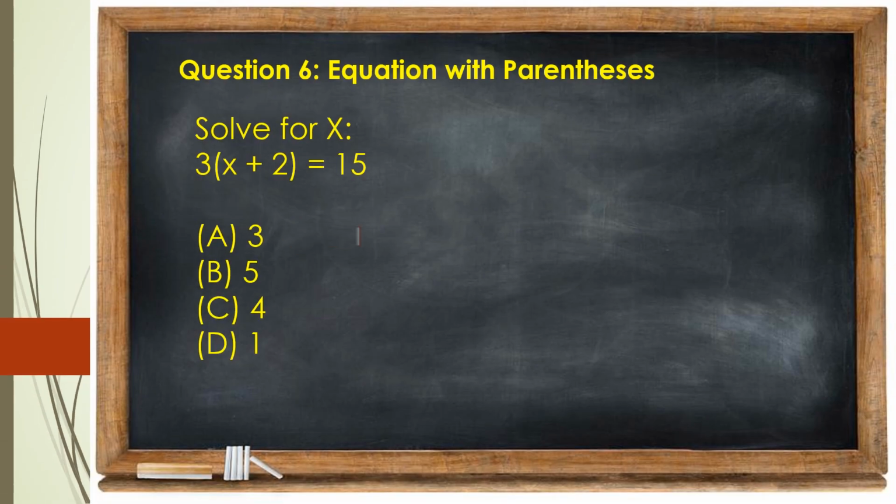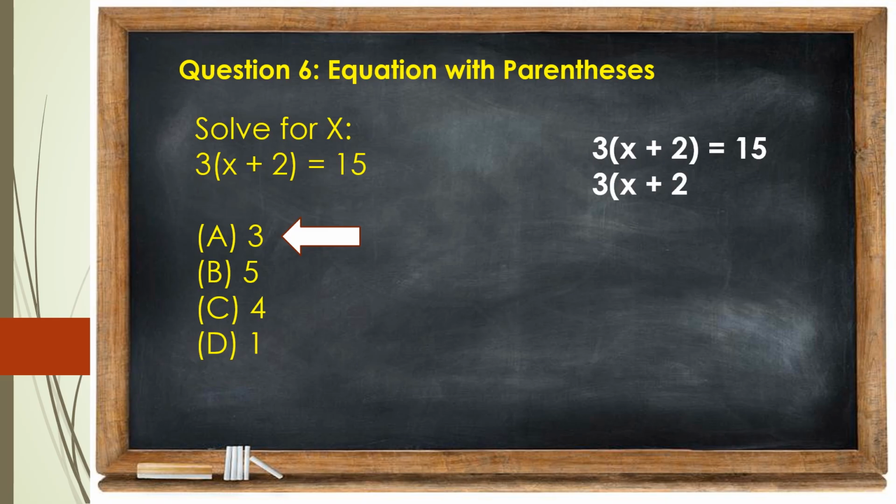The correct layout is A, 3. To solve this, we must use the distributive property. Multiply 3 by x to get 3x, and multiply the 3 by positive 2 to get positive 6. Now our equation is clean. 3x plus 6 equals 15.